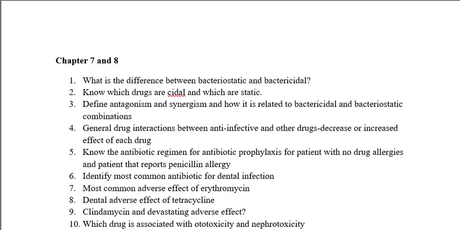Let's see, number 4, general drug interactions between anti-infective and other drugs. Decrease, increase effect of each drug. So when you combine anti-infectives and warfarin, you can get an increased warfarin effect, an increase in bleeding. And the reason for that is twofold. One is that there are some anti-infectives that inhibit the liver enzymes. Slowing down those enzymes means that the warfarin is not getting metabolized as fast, leading to more building up in the blood.